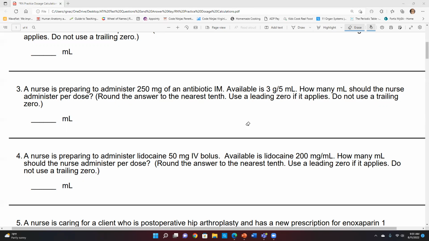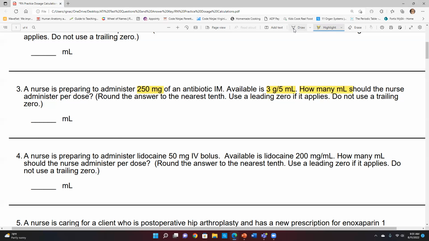All right, hopefully you have set this up, and let's highlight the things that are important in this. Okay, so we're going to administer 250 milligrams of this antibiotic. Available is 3 grams per 5 mLs, and how many mLs should we give?